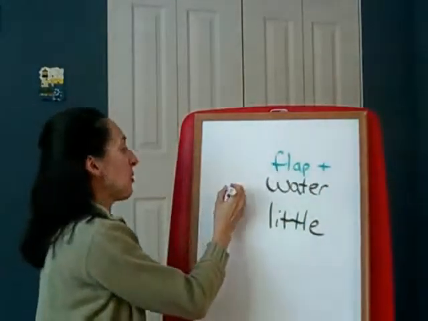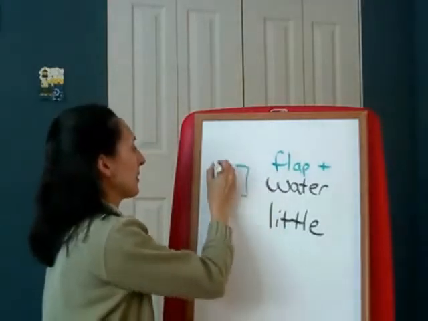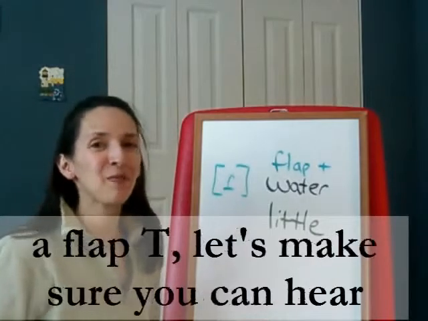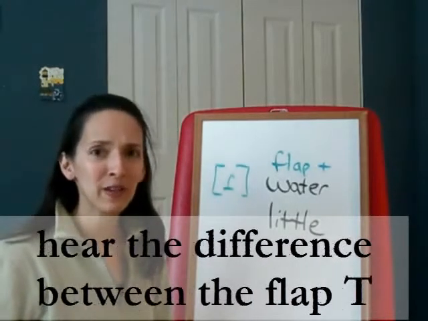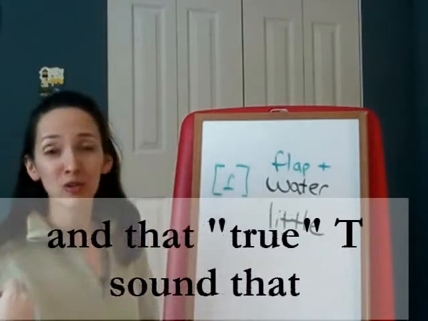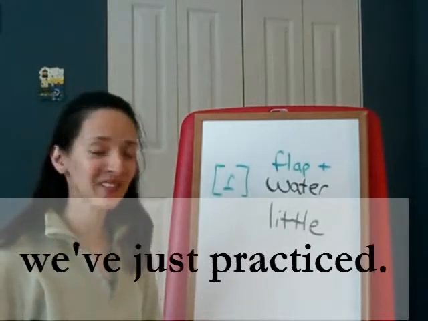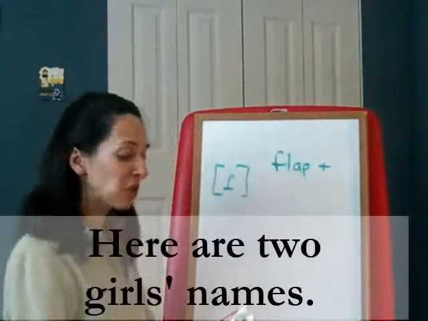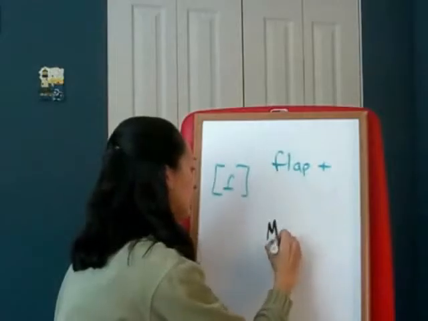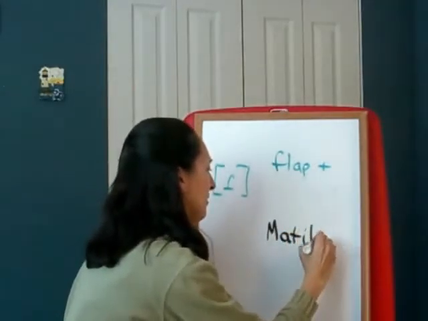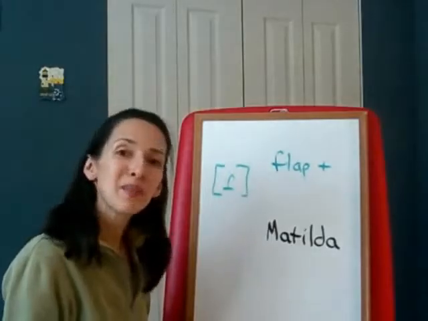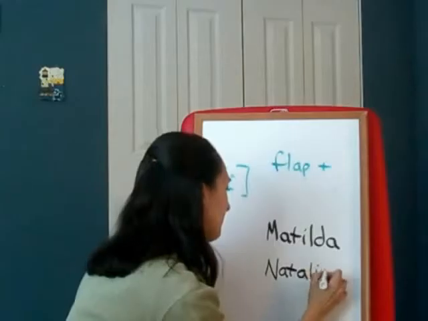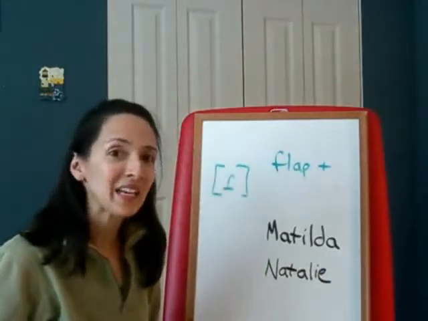We can use this symbol to represent the flap T. Now, before I explain how to make a flap T, let's make sure you can hear the difference between the flap T and that true T sound that we've just practiced. Here are two girls' names. The first name is Matilda. The second name is Natalie.